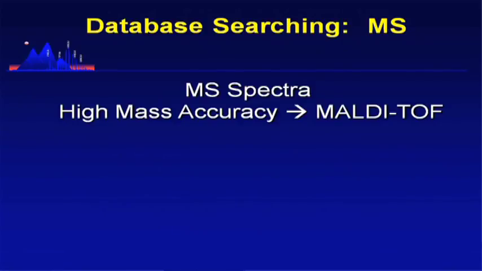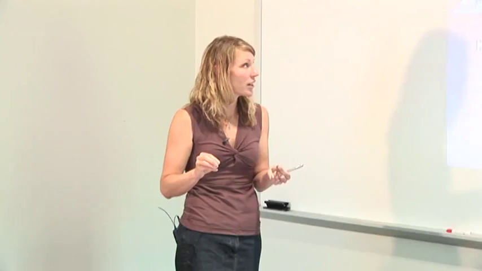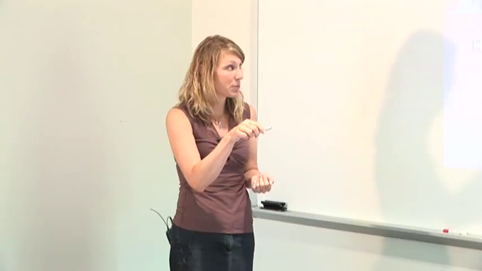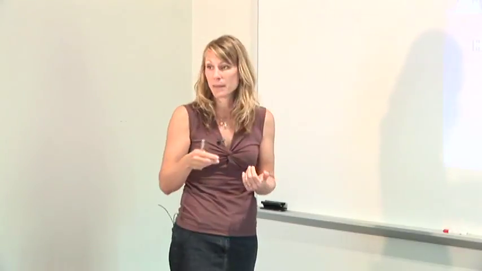The first type is where we're using only the MS data. So these are where we just have peptide masses. And this type of search is called a peptide mass fingerprint. In order to do this type of search, which is becoming less and less common, honestly, you have to have analyzed your sample using an instrument capable of high mass accuracy.